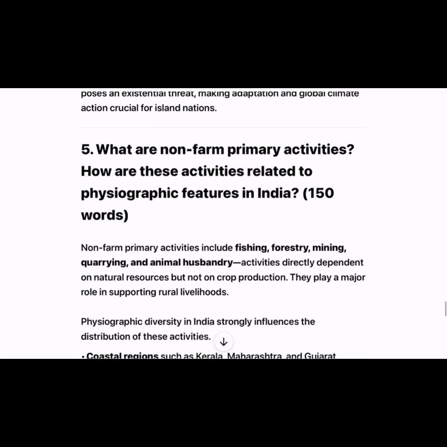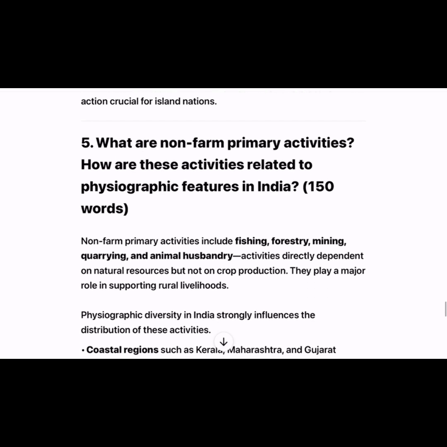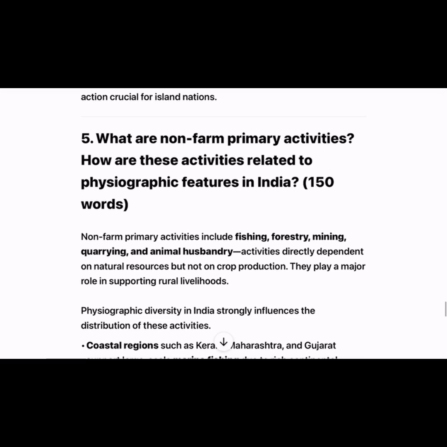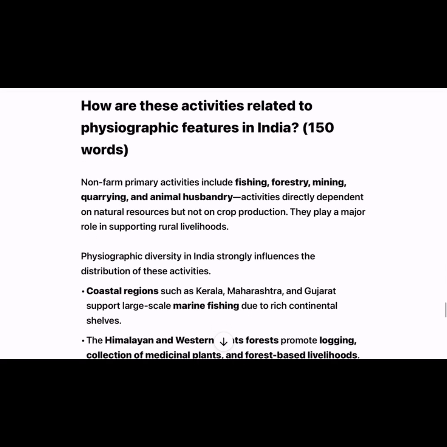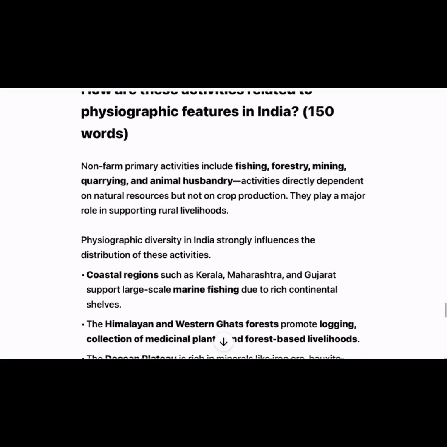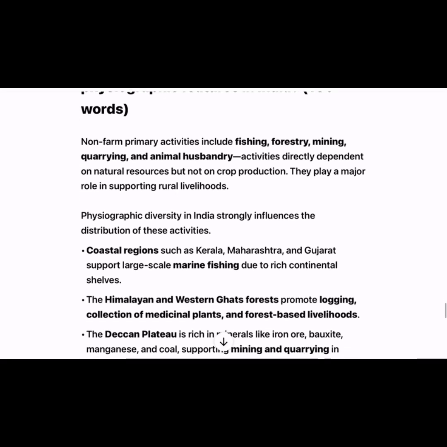Fifth question. What are non-farm primary activities? How are these activities related to physiographic features in India? Non-farm primary activities include fishing, forestry, mining, quarrying, and animal husbandry. Activities directly dependent on natural resources but not on crop production. They play a major role in supporting rural livelihoods. Physiographic diversity in India strongly influences the distribution of these activities.